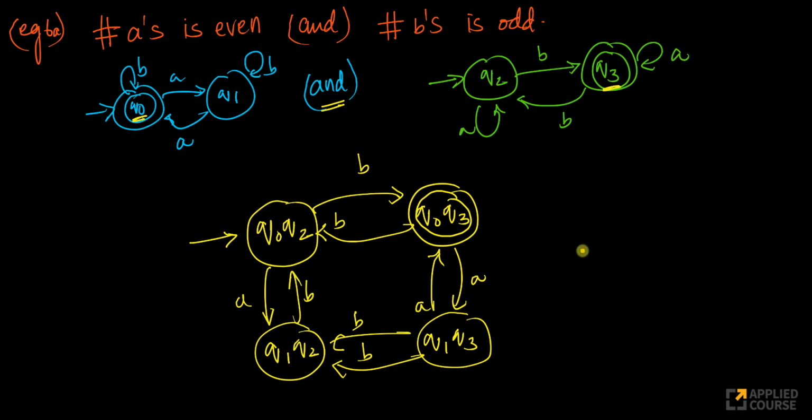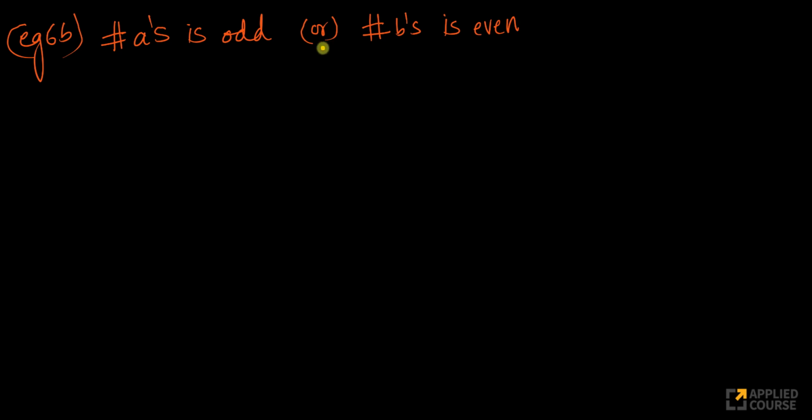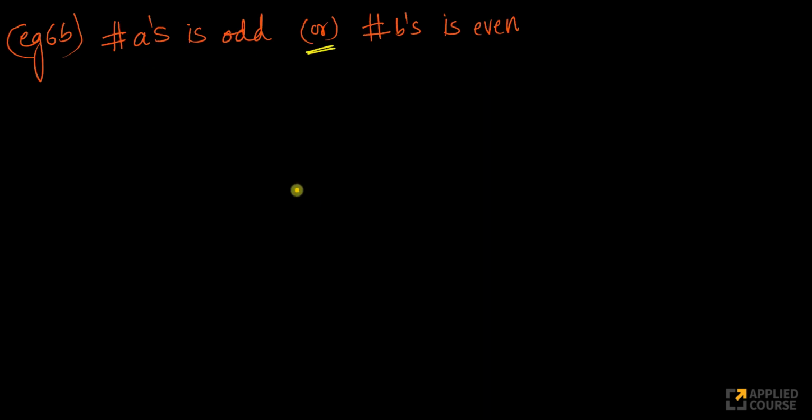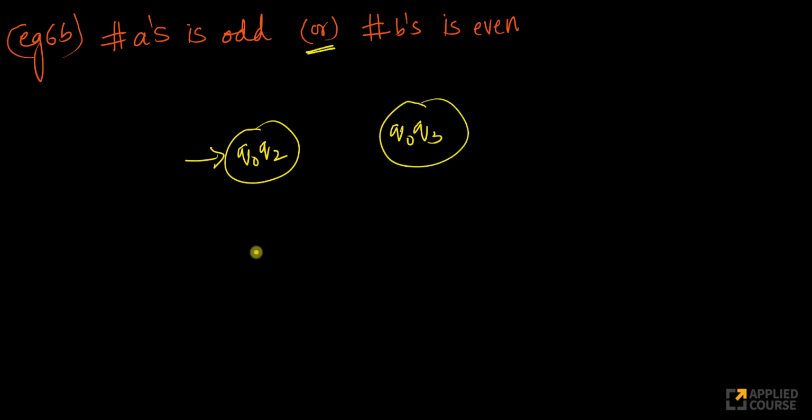Very, very simple. Now, obviously, if you want to change it slightly, if you want an OR instead of an AND, what do you do? You take the same diagram here. The only thing that will change, as I told you earlier, is the final states. Okay, let me just draw the whole thing here quickly. So I have Q0, Q2. I have Q0, Q3. I have Q1, Q2. I have Q1, Q3.